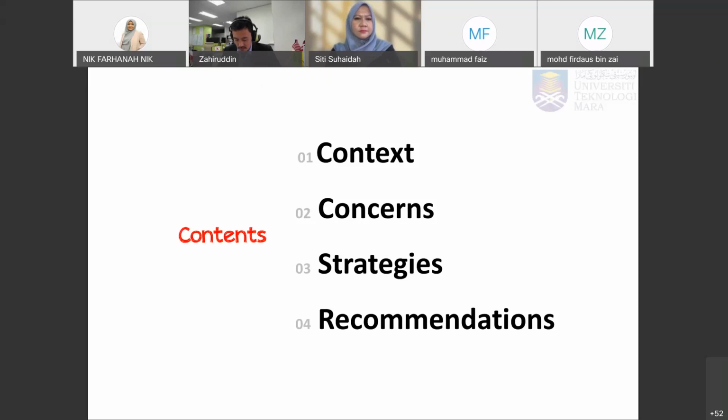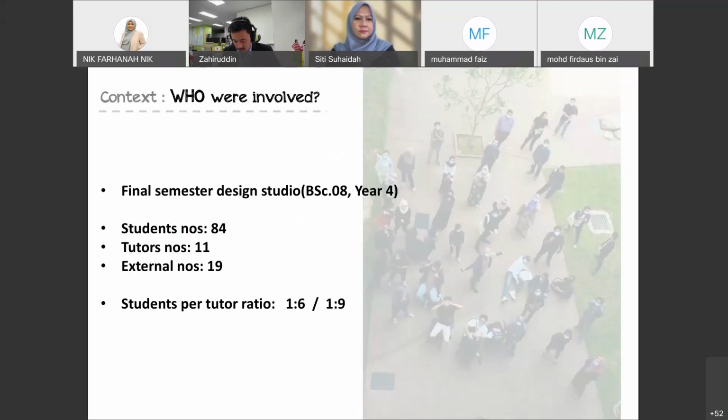Now, just a little bit about the context, what we did last semester. This is the batch of students last semester. It's the final semester students of 08 year 4, so basically they are graduating for part 1 in UiTM. The total number of students last semester was huge, 84 of them, and we have 11 tutors, including myself. I have 3 other full-timers to assist me, along with 7 part-timers.